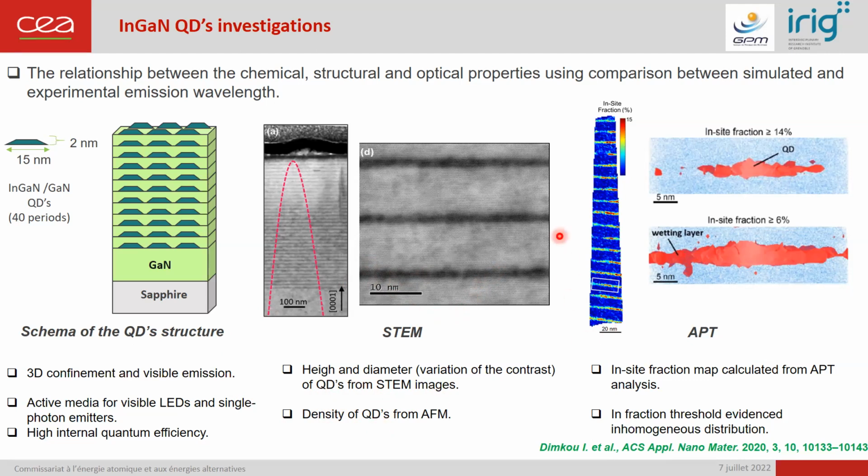The indium fraction of this sample has been calculated from APT analysis, and the result is presented there. What we can see is that there is variation in composition along the InGaN quantum dot layer. And if we apply a threshold on the indium fraction, we can evidence an inhomogeneous distribution that shows either a quantum dot or a wetting layer.